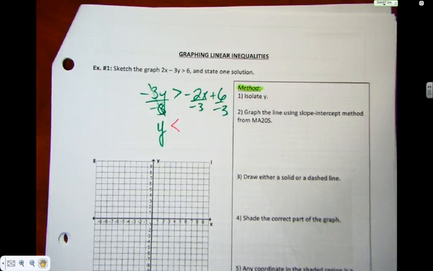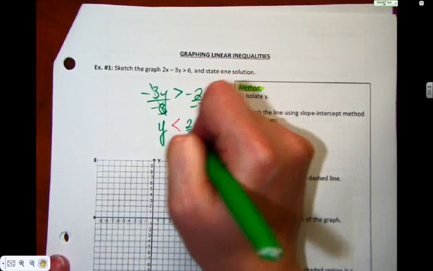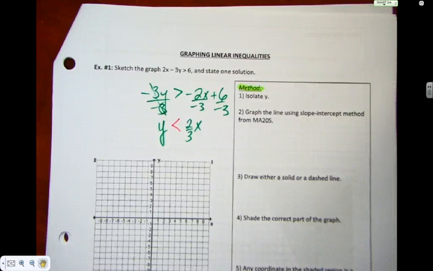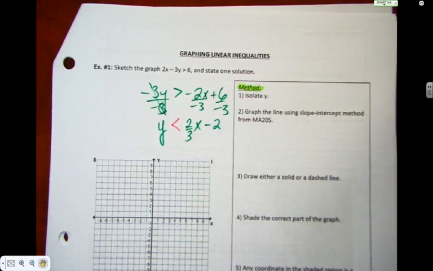What do I do with negative 2x divided by negative 3? Yeah, just 2/3, because that's going to be our slope, so we're okay with it being a fraction. And then positive 6 divided by negative 3? Minus 2.